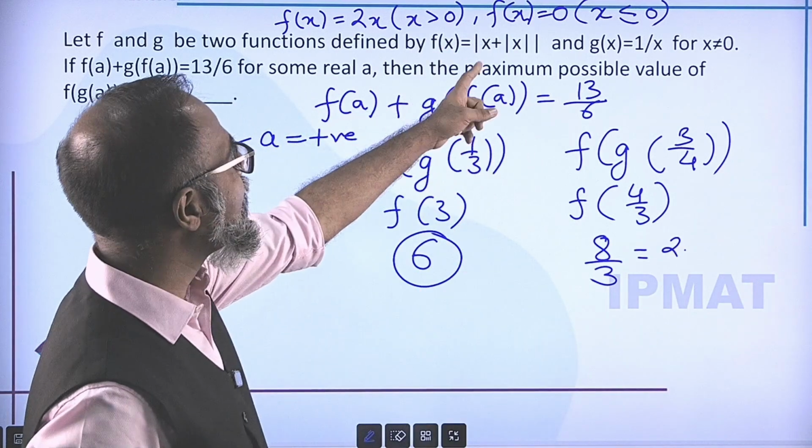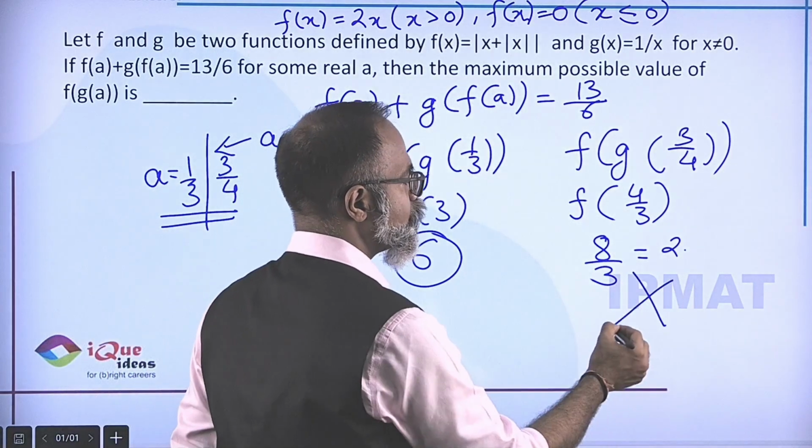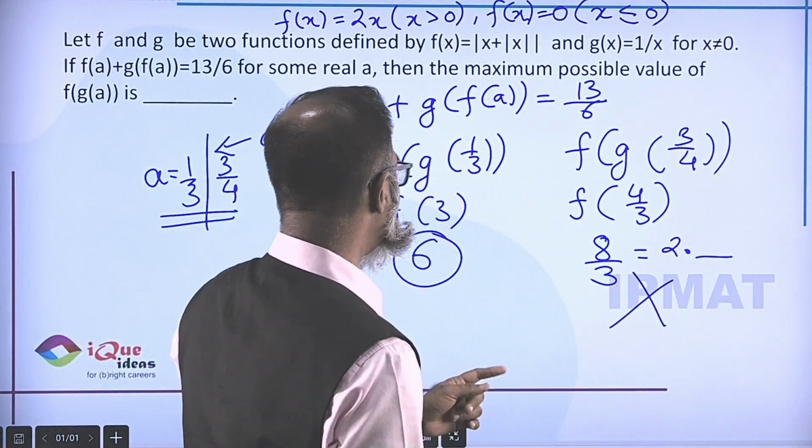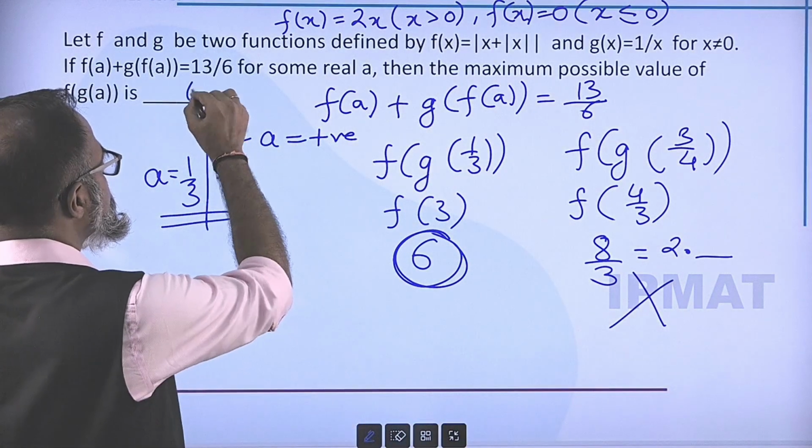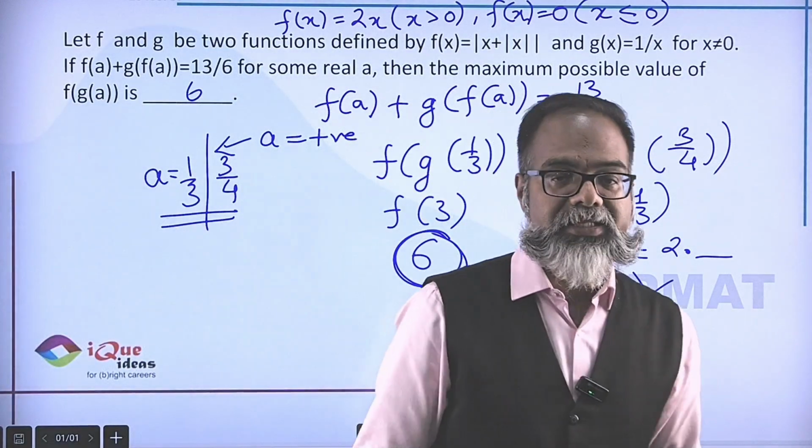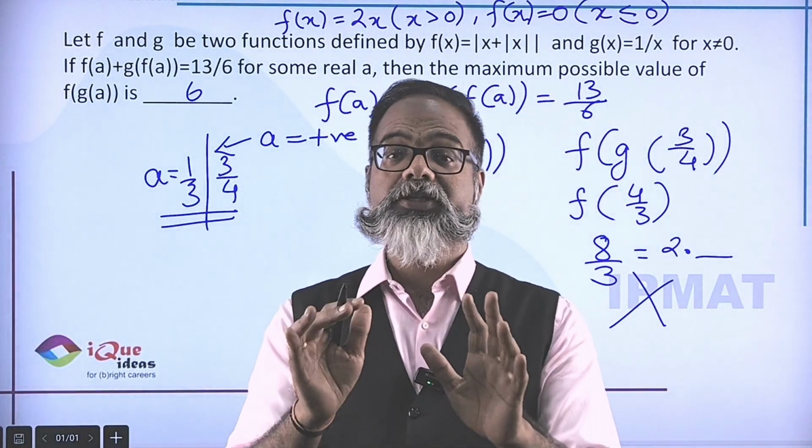And I need the maximum possible value. So this is not my answer. So the maximum possible value in this case is going to be 6. That's the answer, hopefully, which should be the solution to this question.